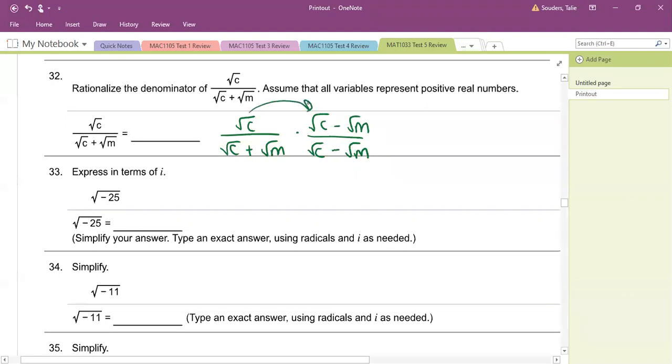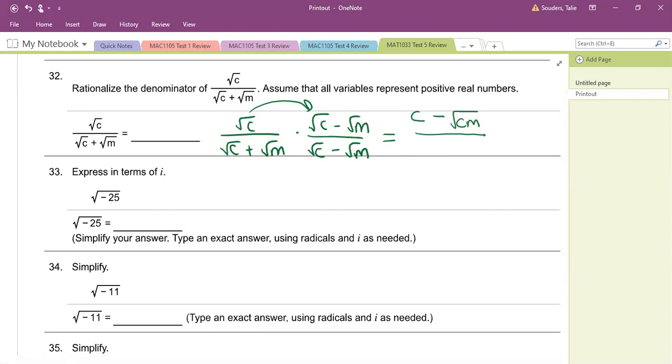So what is the square root of c times the square root of c? C. C, good. Minus, what is the square root of c times the square root of m? Square root of cm. Very good. All over, and then in the denominator, we're going to FOIL.